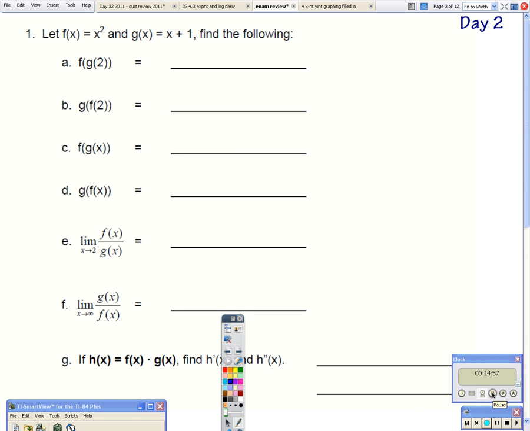Okay, so first I'm going to find g of 2. It's 2 plus 1, so that's 3. And now we have to do f of 3. 3 squared is 9. So my final answer is 9.